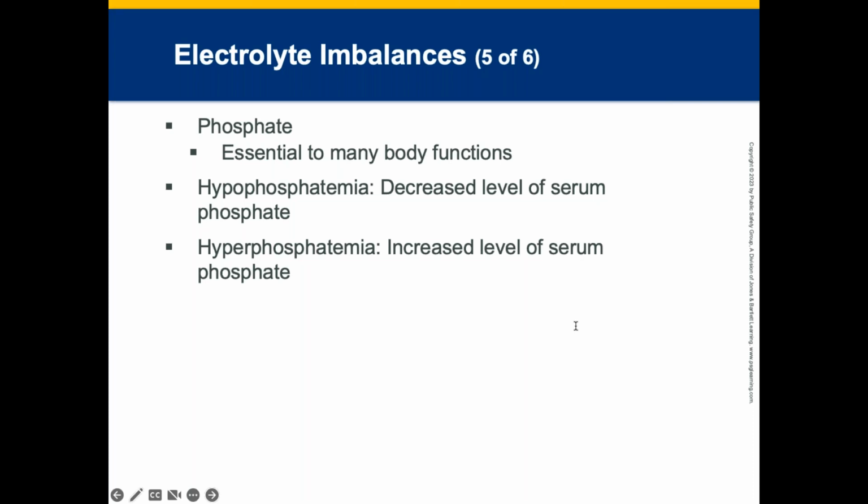Right? Hyperphosphatemia is an increased level of serum phosphate caused by massive loading of phosphate into the extracellular fluid or decreased excretion into the urine.